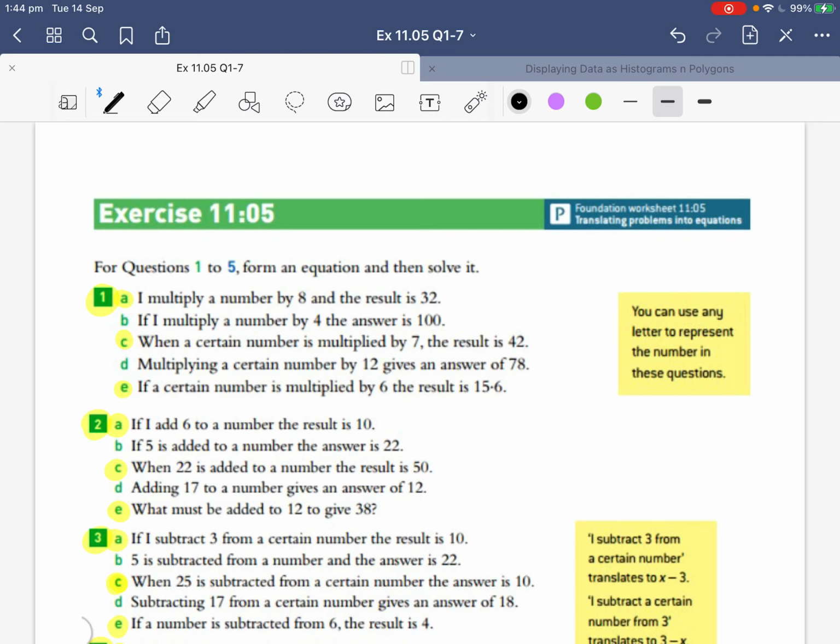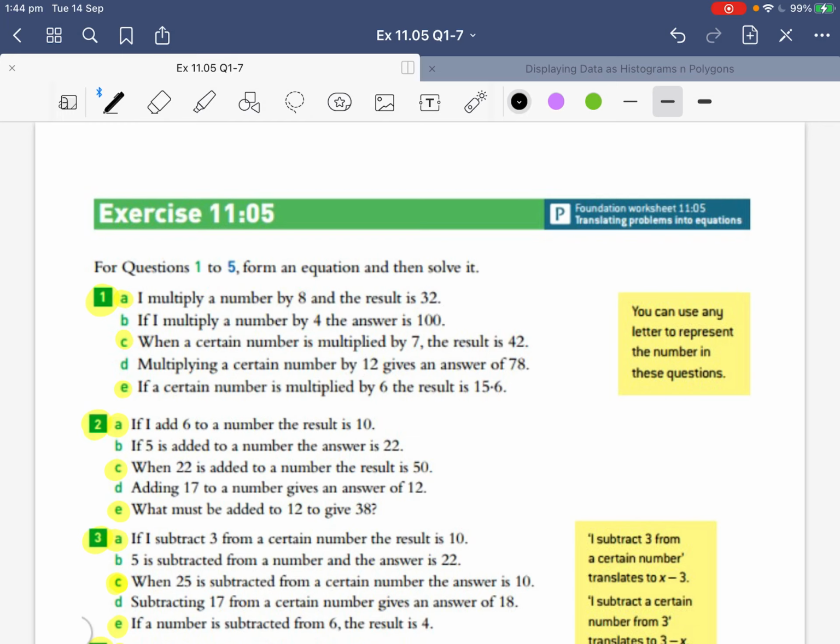Hello Year 9, so today what we're looking at is exercise 1105, which is translating problems into equations. So what you are to do is questions 1 to 4 parts A, C and E, and questions 5, 6 and 7 all parts. For questions 1 to 4, I'm going to do part B for you, and then for questions 5, 6 and 7, I will do part A for you.